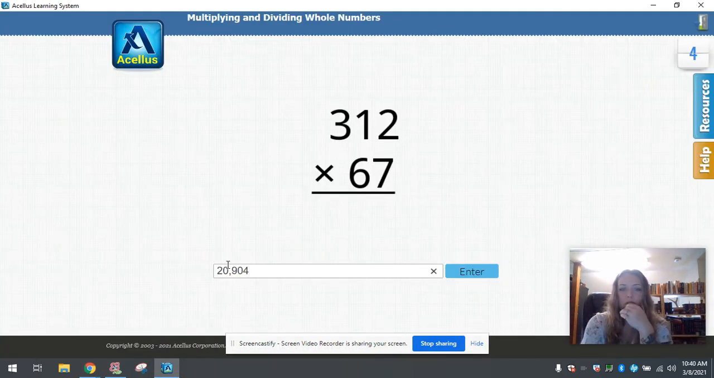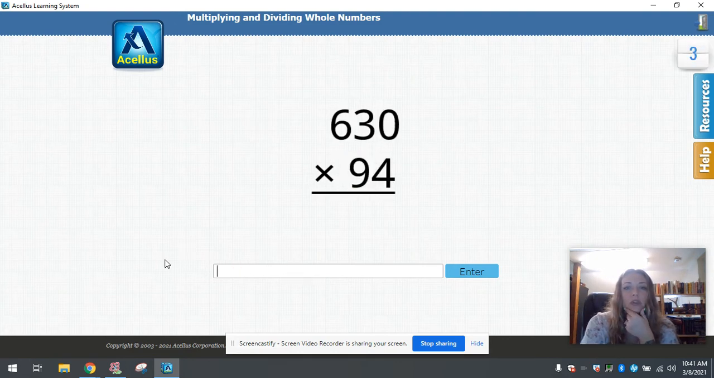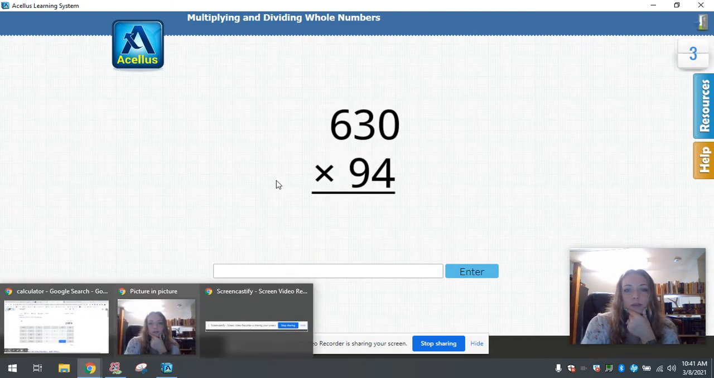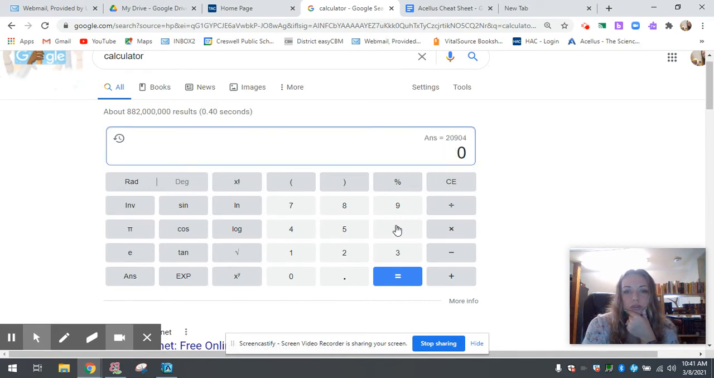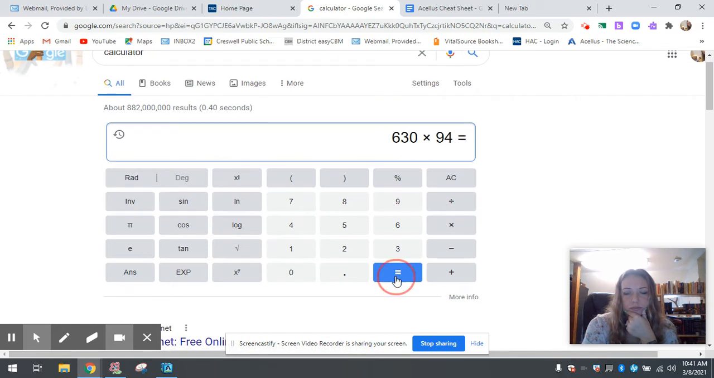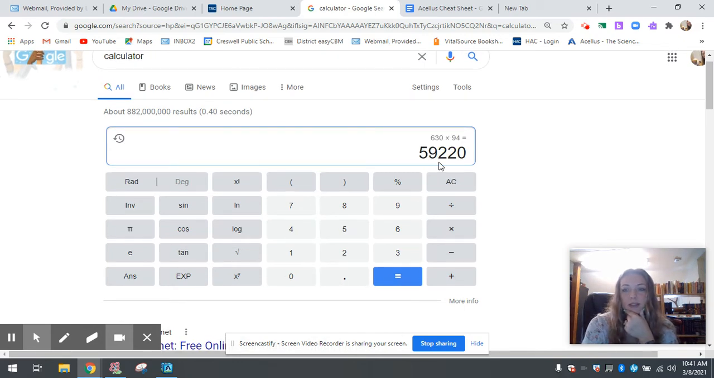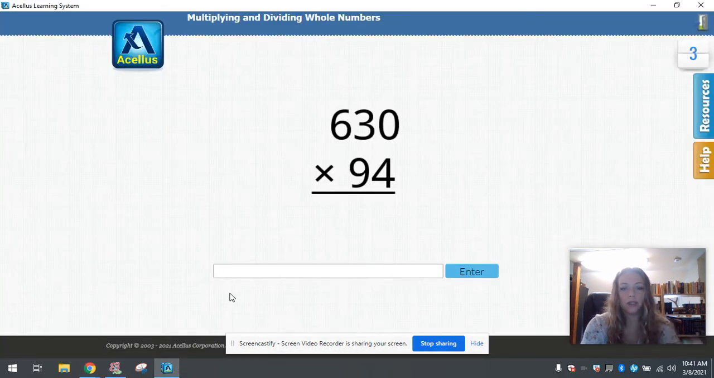You can choose whether or not you want to put a comma in your answer. Either way, it's going to read it correctly. I could do it with the comma or without. I like to include the comma, so I'm going to. 630 times 94 is 59,220.